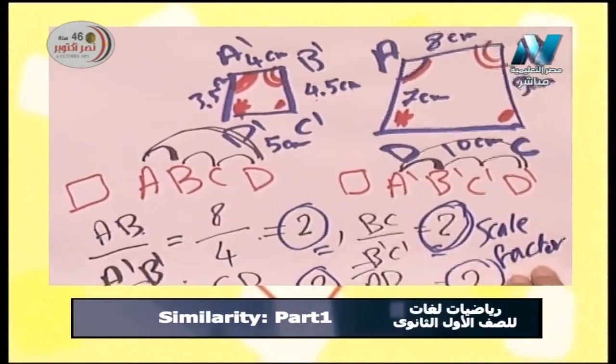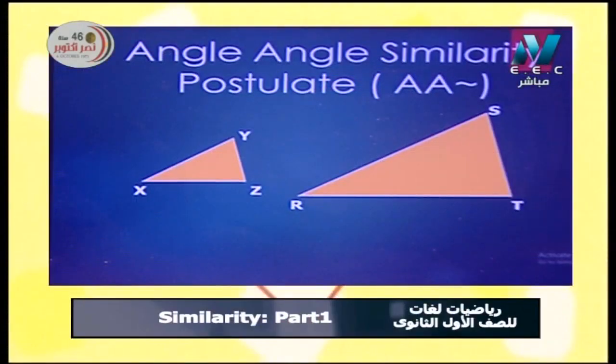Let's go again to the similarity of two triangles, and focus with me to understand it. We can go to the slide. We have two triangles here. We have a postulate: AA similarity, which means angle similarity. Look here carefully. Measure angle X equals measure angle R, and measure angle Y equals measure angle S. So we have two angles in triangle XYZ equal to the two corresponding angles in triangle RST. So logically, measure angle Z equals measure angle T.